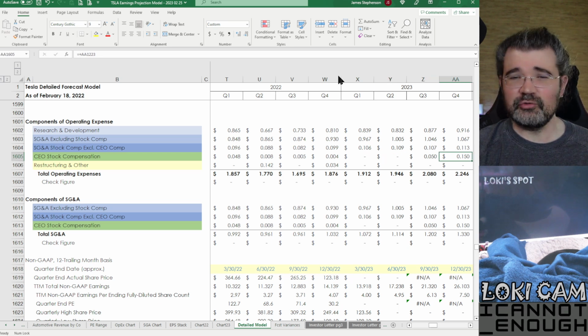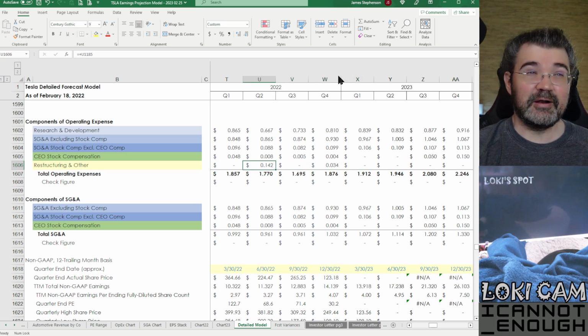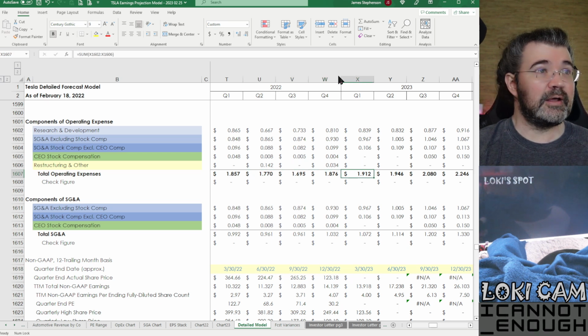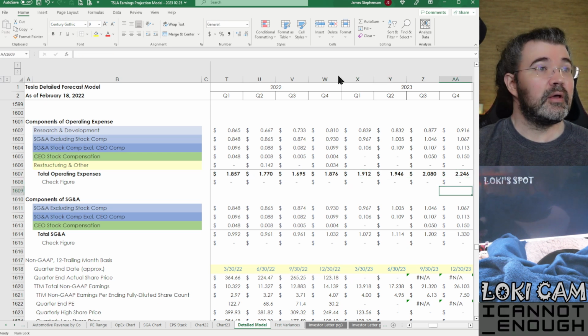That's what's in my forecast. We'll see what happens. Then restructuring and other, I'm not planning for any layoffs to happen. Sometimes Tesla does layoffs and then those costs hit on this line, giving total operating expenses.